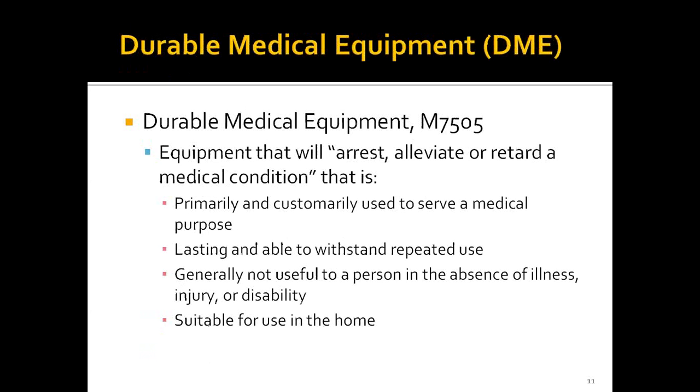The next slide is the durable medical equipment slide. This is equipment that will arrest, alleviate, or retard a medical condition. It's used primarily and customarily to serve a medical purpose. It needs to last and withstand repeated use. It's generally not available to people in the absence of illness, injury, or disability, and this is really important. It's suitable for use in the home. That doesn't mean it's restricted to use in the home, but it does mean that it needs to be appropriate for use in the home.